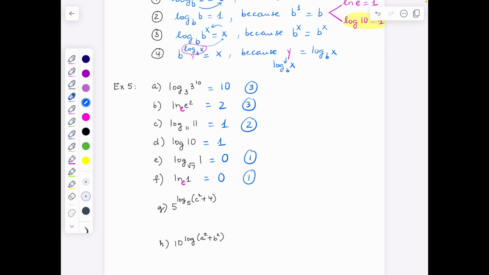G, we have 5 to the log base 5 of c squared plus 4. We would use property 4 for this one. In property 4, the base b would be 5 and 5 here, and x, the input in property 4, is the same as this c squared plus 4. Think about it this way: this will cancel, so you will have c squared plus 4 as the answer.